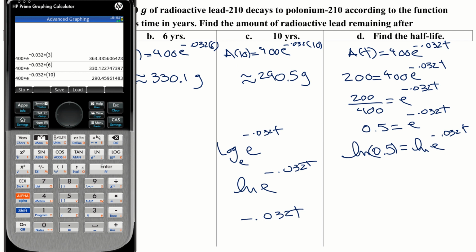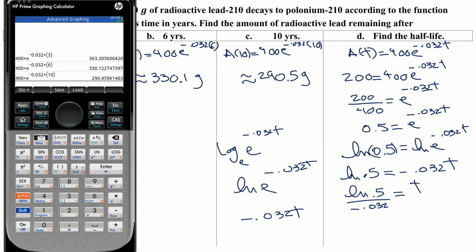All right, and here we get ln of 0.5. We don't really have to have the parentheses there. And we get equals, as we just discussed here, is just going to become negative 0.032 t. So now we just divide both sides by negative 0.032 and we solve for t. So we get t equals ln of 0.5 over negative 0.032. So now we go back to our trusted friend here and we just type it in.